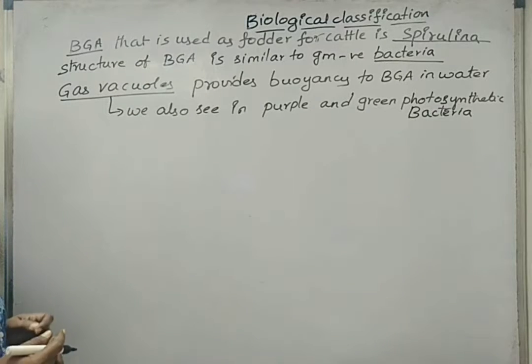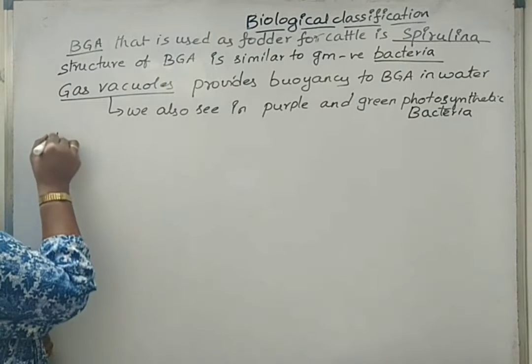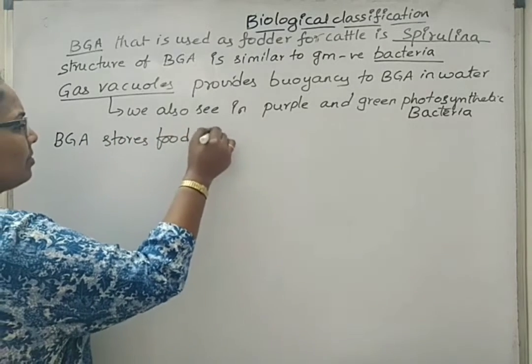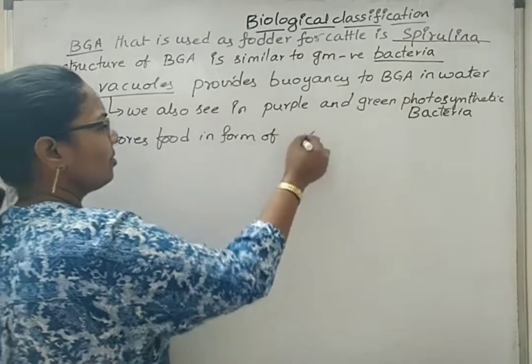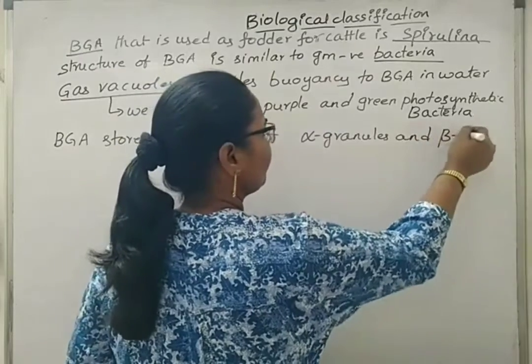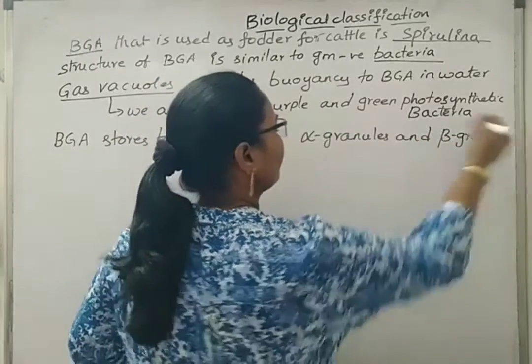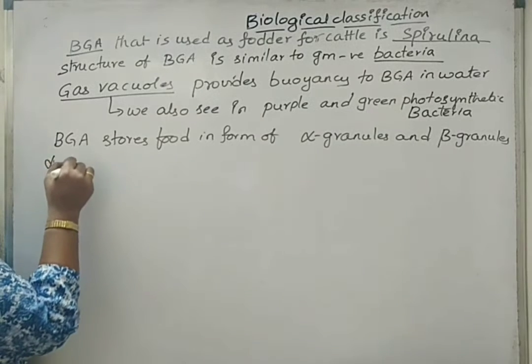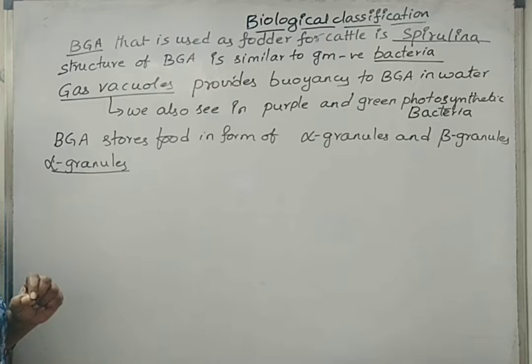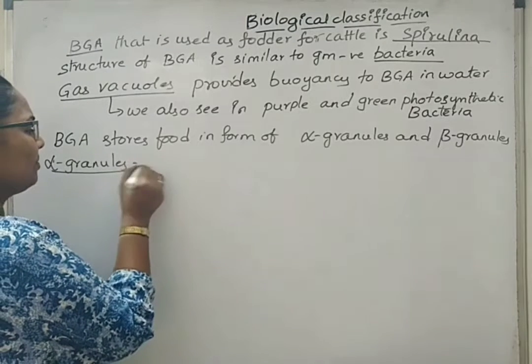Blue-green algae stores food material in the form of granules. Those granules are of two types: alpha granules and beta granules. First one, alpha granules. Alpha granules means cyanophycean starch, which is similar to glycogen in eukaryotes, is the stored form of food material.